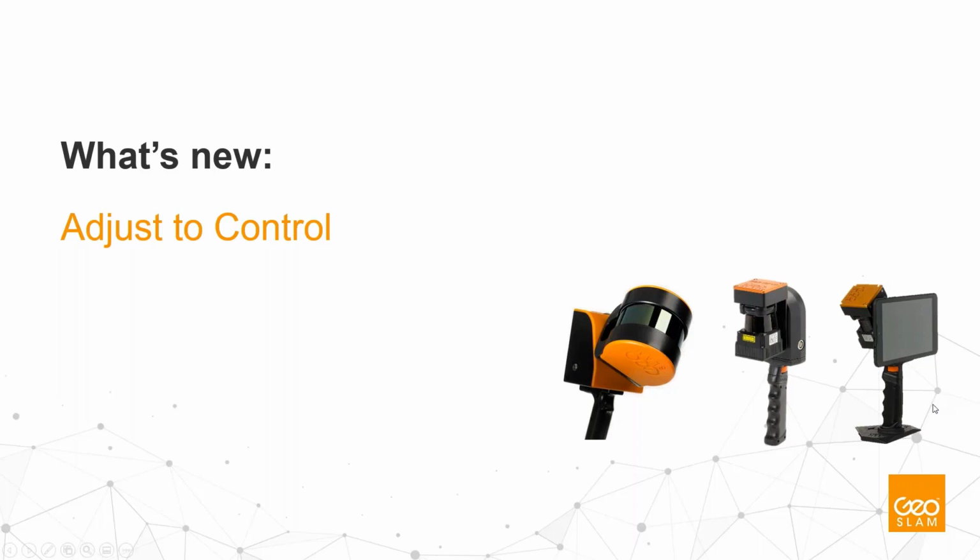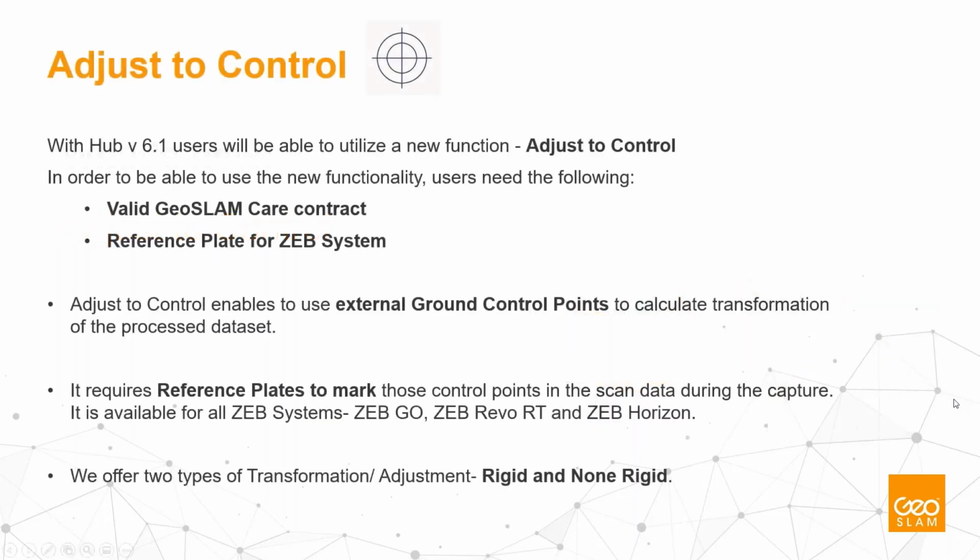And now we can focus a bit more on the Adjust to Control. So firstly, an overview just about the feature, just a few points, because some of you might not know at all what that can do and what the application for it is. Firstly, to mention who can use that feature: all users that have a valid GeoSLAM Care contract can use Adjust to Control. They need to have 6.1 installed, as that's the only version that supports that feature.